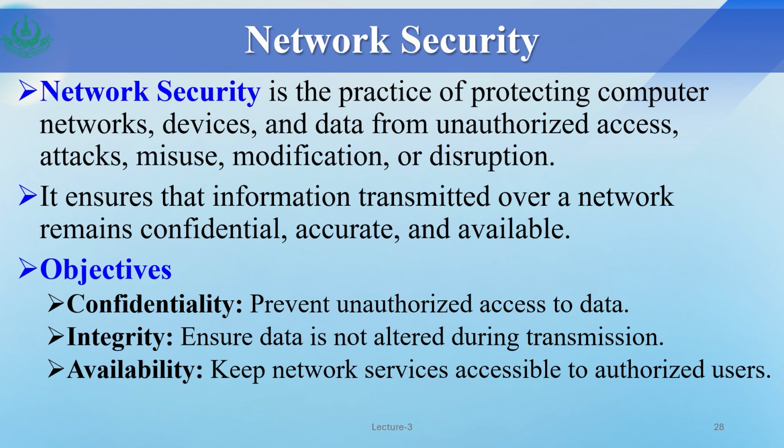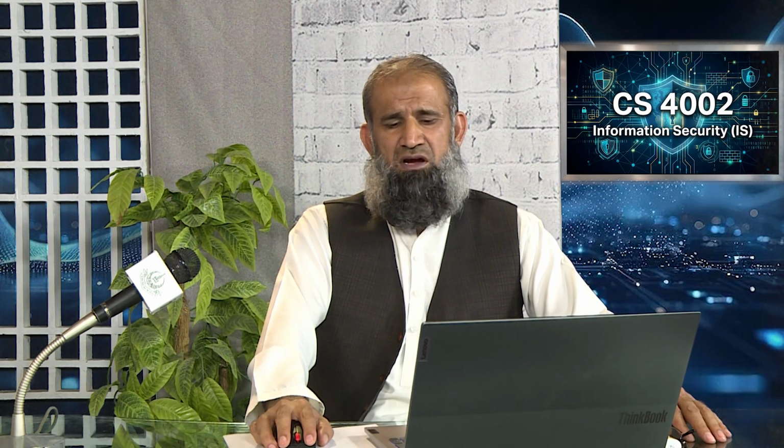The objectives of network security are, first, to maintain confidentiality, preventing unauthorized access to data by external resources or internal subjects; second, to maintain integrity, ensuring that data is not altered during transmission or during storage; and third, availability, to be confirmed by network security to keep the network services accessible to authorized users and the data as well.